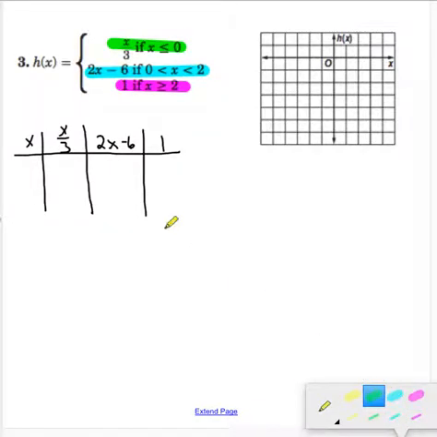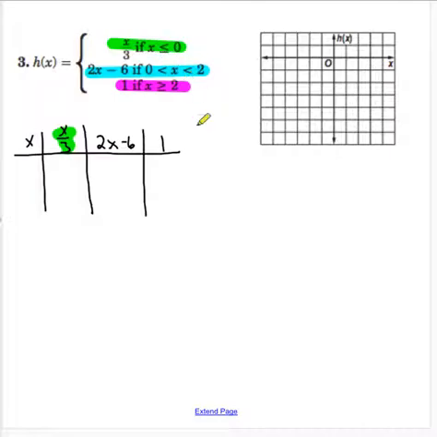So again, x minus 3 is the rule for when x is less than or equal to 0. 2x minus 6 between 0 and 2. And 1 for greater than or equal to 2. So let's just plug in some values. So I'm going to use -3 as my value that's less than 0 here, because that'll give me a nice answer. And then I'm going to do 0, and so that gives me 0 divided by 3 is 0.